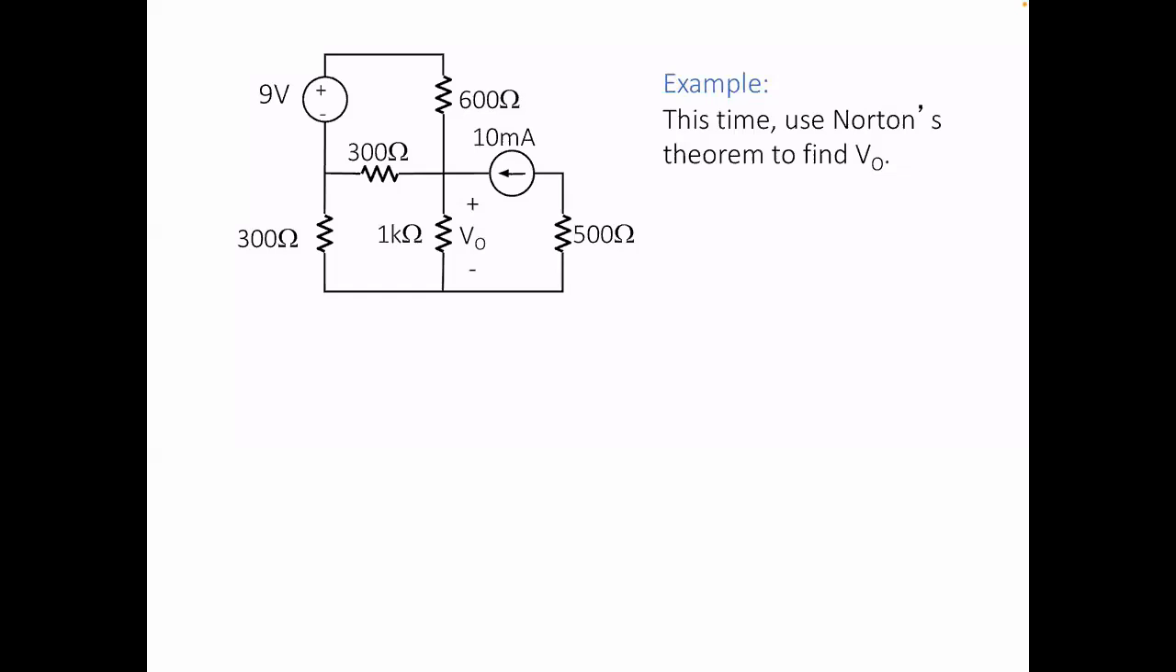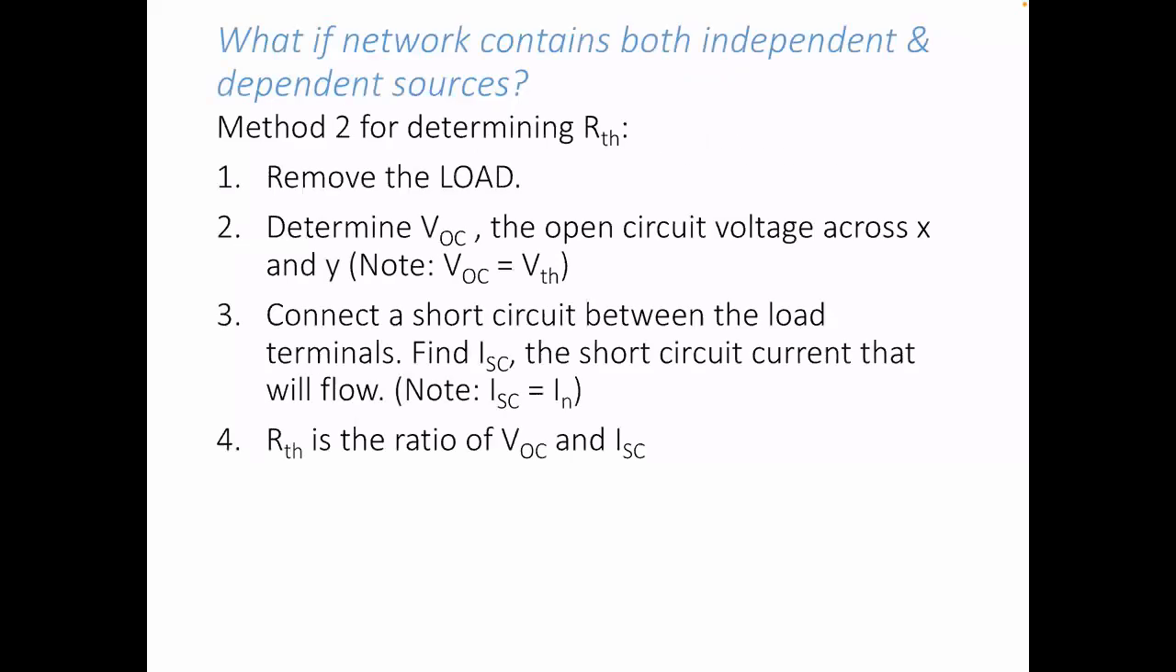Okay, so this is where I was headed for after my first slide. What if the network contains both independent and dependent sources? Ano yung method for determining RTH? Yung method for determining VTH, that will be the same. There's nothing that will differentiate this from the other problems that we've discussed so far. It's really the method of determining RTH which will change.